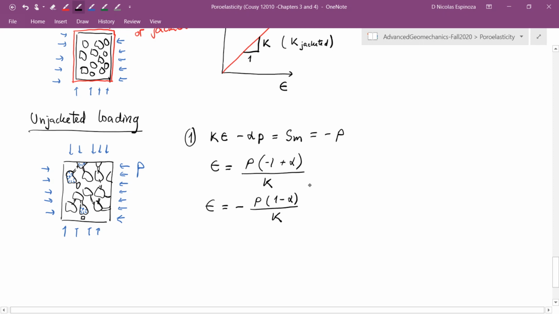Okay, let's try to understand what this equation is telling us. What this equation is telling us is that if we apply a pressure, then the solid is going to contract. And that kind of makes sense. But we're going to go one step further here. And we're going to see what the strain of the solid part is going to be.